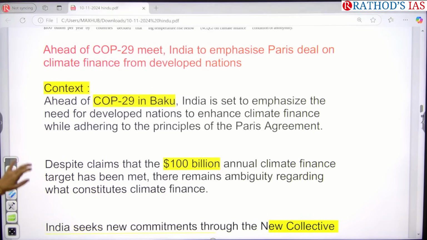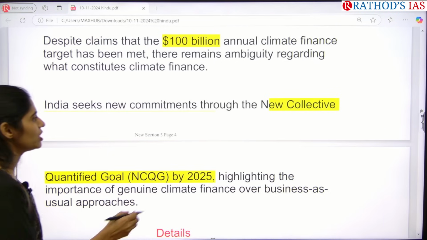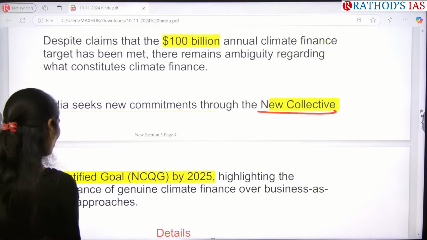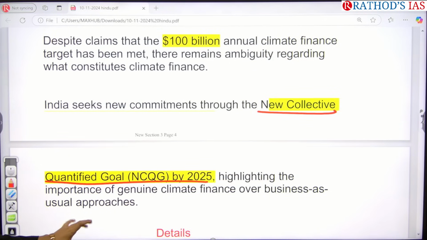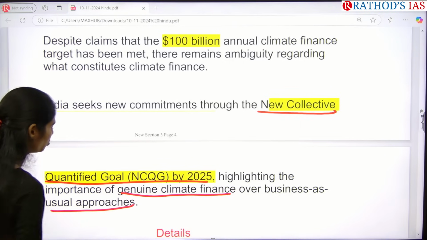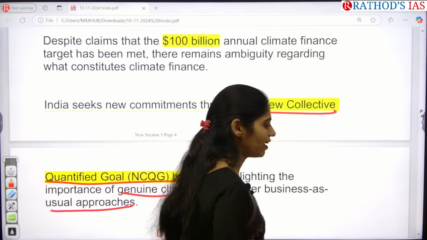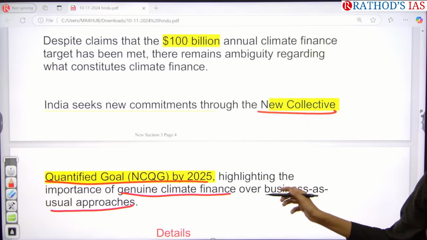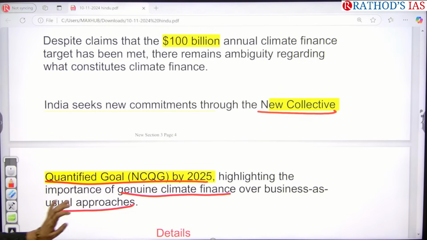So now try to write down this point. India wants to come up with new commitments, and that is nothing but the new collective quantified goal by 2025. So it is very important. India is going to come up with this new collective quantified goal, which focuses on genuine climate finance over business as usual approaches. We are going to come with genuine climate finance under this new collective quantified goal. Especially we are focusing that developed countries have to give this finance to developing countries.